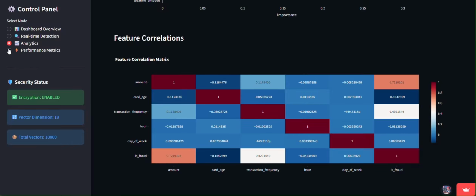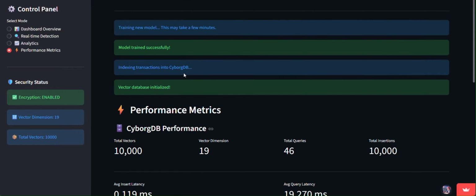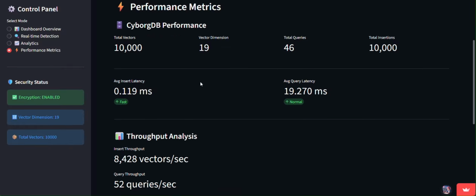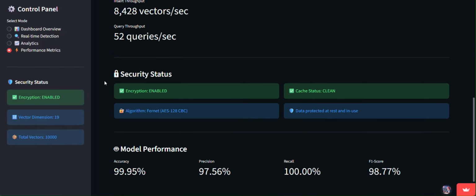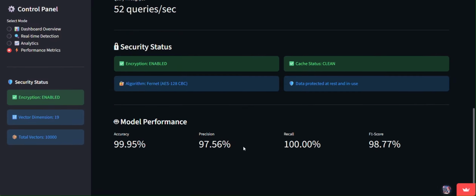Now let's see the performance metrics. Here we can see the CyborgDB performance and the throughput analysis. And this is the security status. Here the encryption is enabled and the cache status is clean. And this is the model performance that we had already discussed.